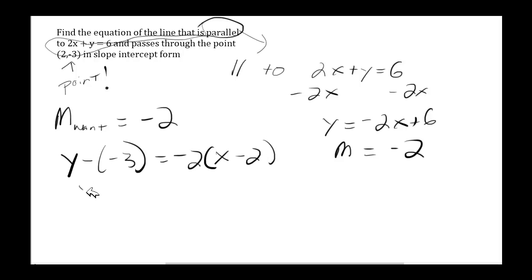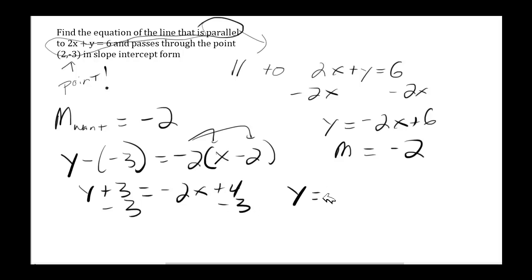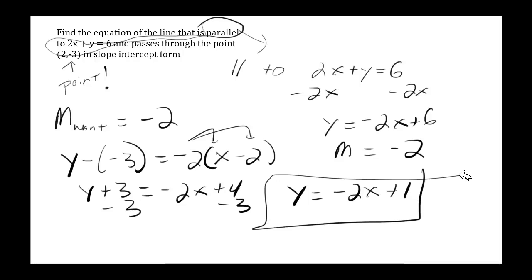Here's a double negative, so this is y plus 3 equals, here we're going to distribute, minus 2x plus 4. Minus 3 both sides, and y equals minus 2x plus 1. And that is our answer, slope-intercept form. This line is parallel to this line, and it passes through this point. If I check this real quick, minus 2 times 2 is minus 4, and minus 4 plus 1 is minus 3. Right, let's take a look at one more like that.